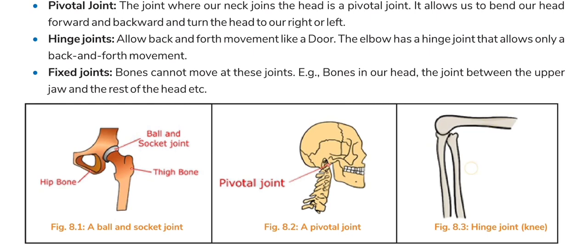Hinge joint. Movement like a door. The elbow has a hinge joint that allows only a back and forth movement. Fixed joints.